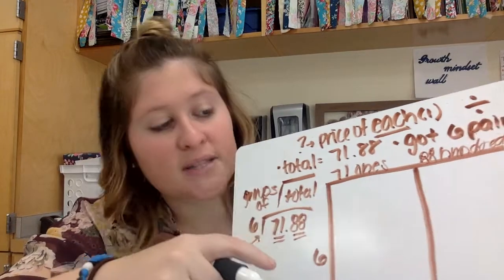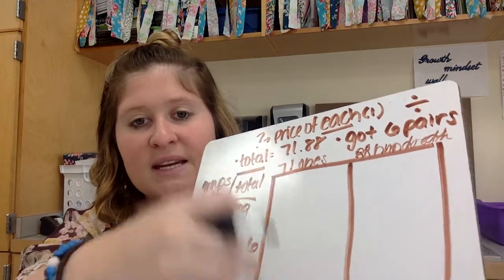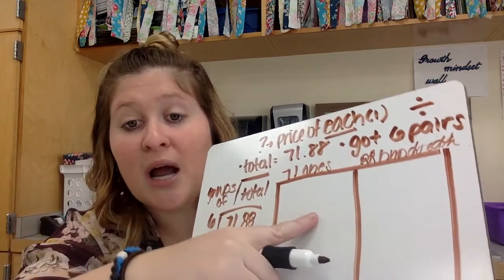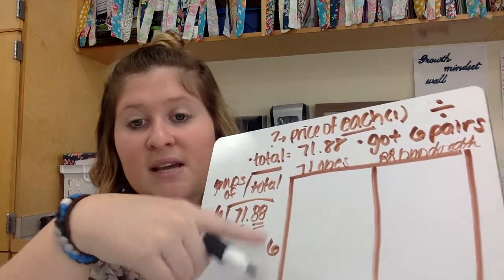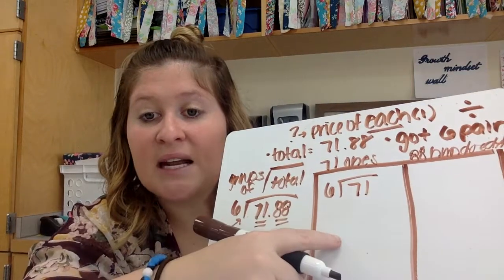Remember, we've talked about ones and hundredths. These are staying the same. These are very consistent so that you can get used to setting that up. Now, remember, we're not multiplying, we're dividing. So this is 6, and we're dividing it into 71. So I'm doing 6, dividing it into 71.